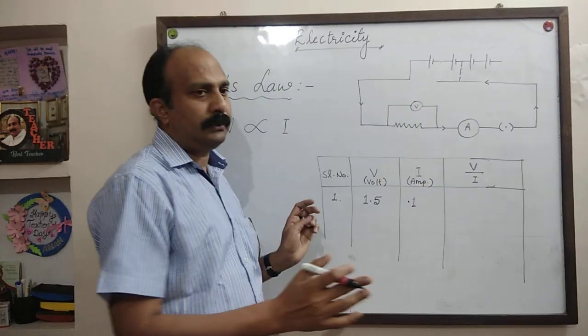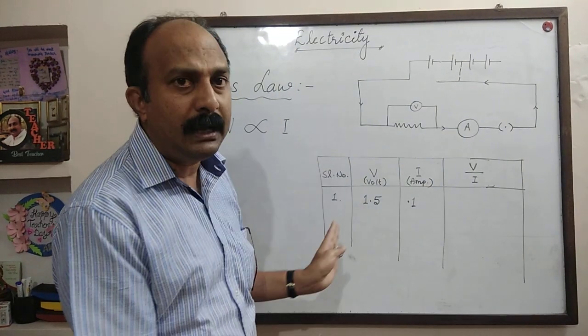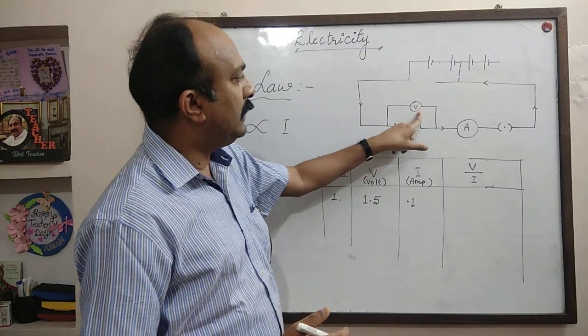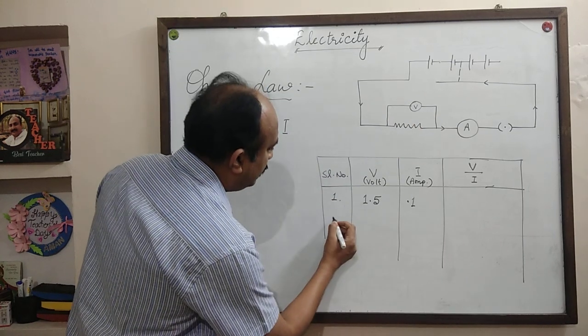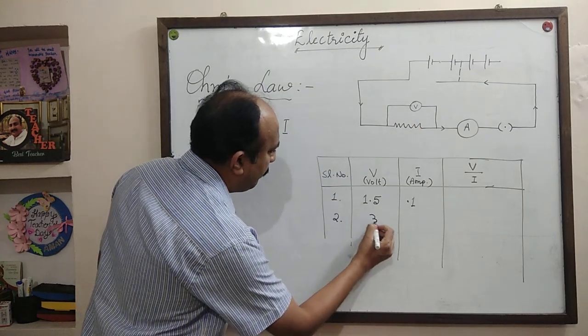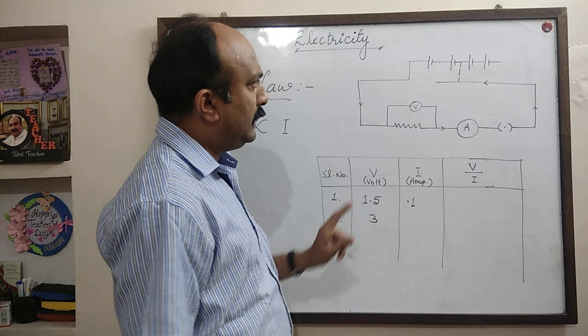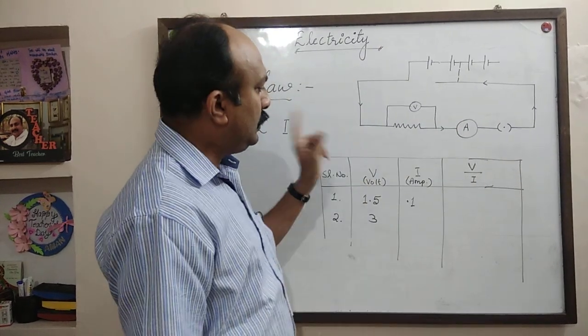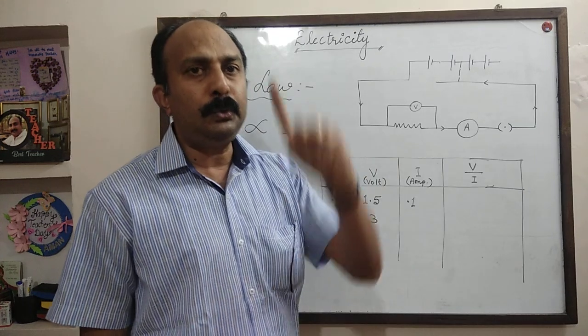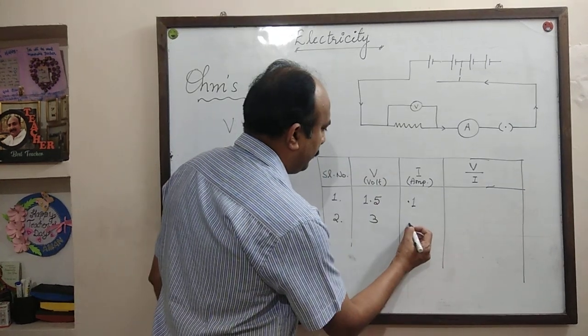Now, in order to continue this activity, let us connect two cells in the circuit. Now these first and second cells are connected in the circuit. So what will be the total voltage in the circuit? 1.5 plus 1.5, say 3 volt. When two cells are connected in the circuit, suppose you are getting 0.2 ampere in the ammeter.